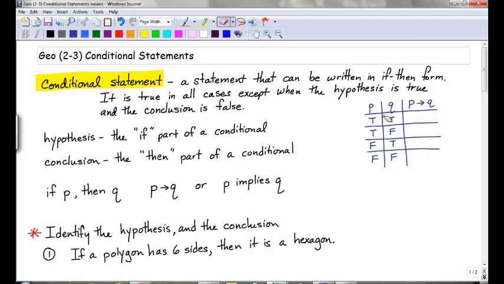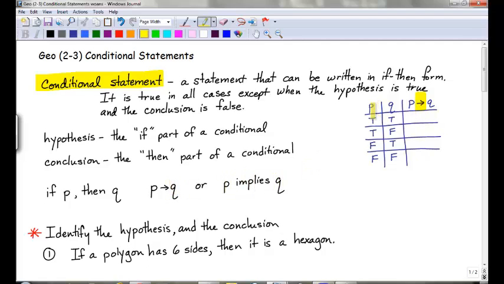Okay? And I know you've done a lot of if-then statements, especially in science class. It is true, a conditional statement is true in all cases except when the hypothesis is true and the conclusion is false. On a conditional statement, they're going to use, here's a new symbol, okay? And that symbol means implies. It's if P, then Q, or P implies Q, or you can write it P implies Q.